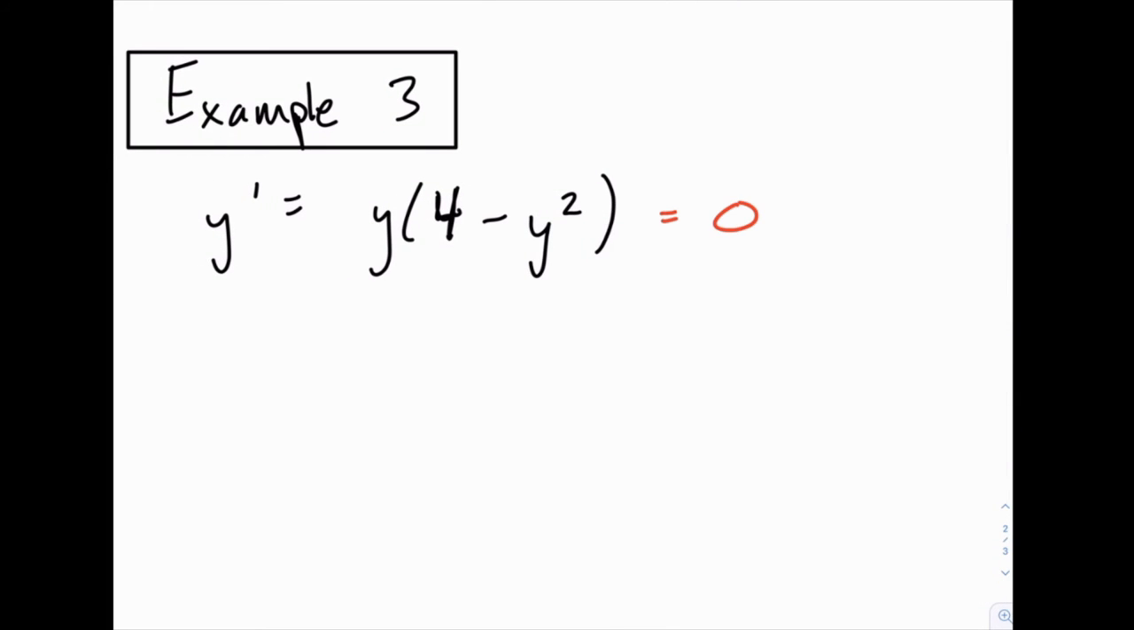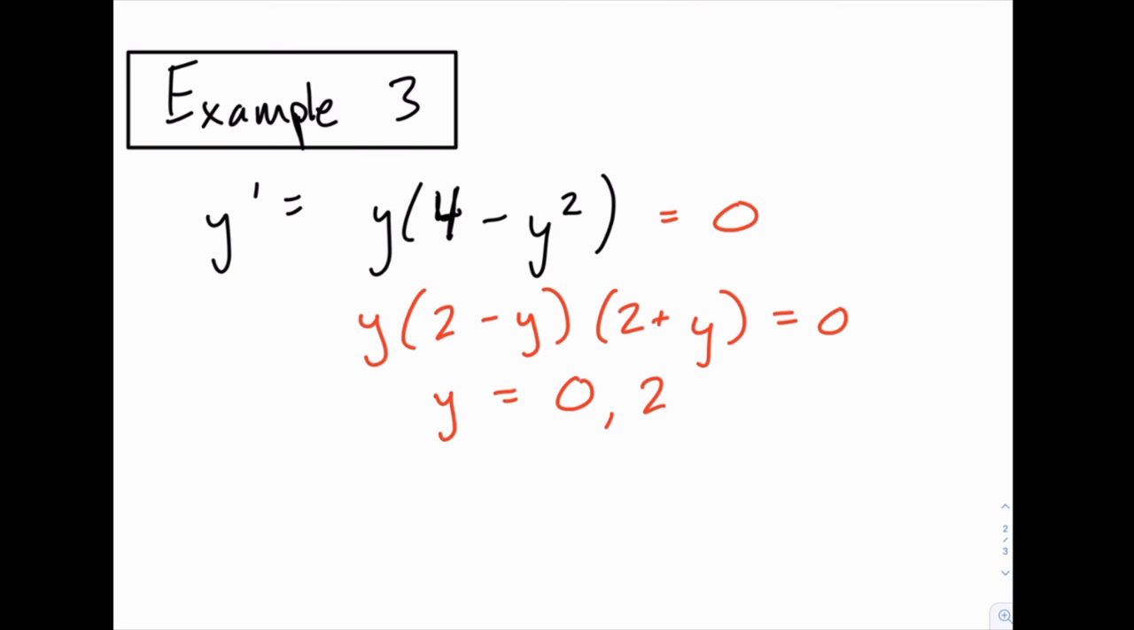If this equals 0, then we can do a little factoring to double check. But this is true when y equals 0, positive 2, or negative 2. So our equilibrium solutions we expect to be at 0, 2, and negative 2. And again, without looking at the graph, we could do the same sort of thing we did on the last example and see what happens above 2, between 0 and 2, between 0 and negative 2, and below negative 2, and see which direction the graph is moving on each of those sections.